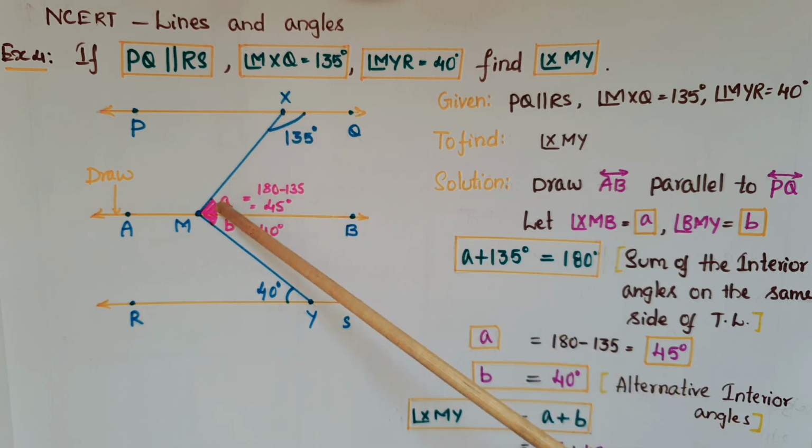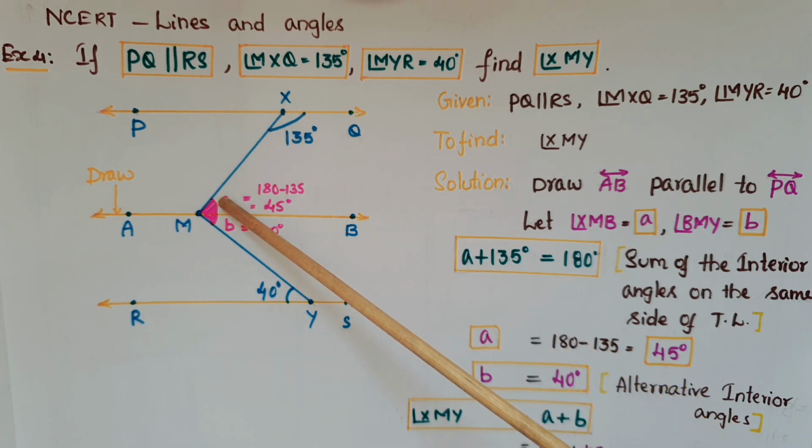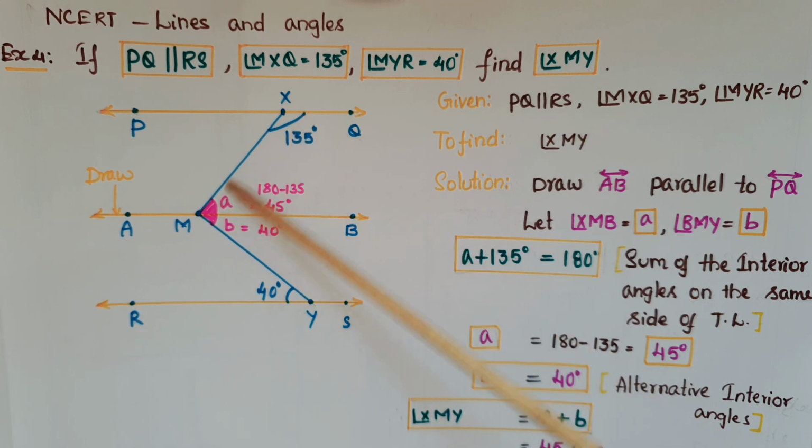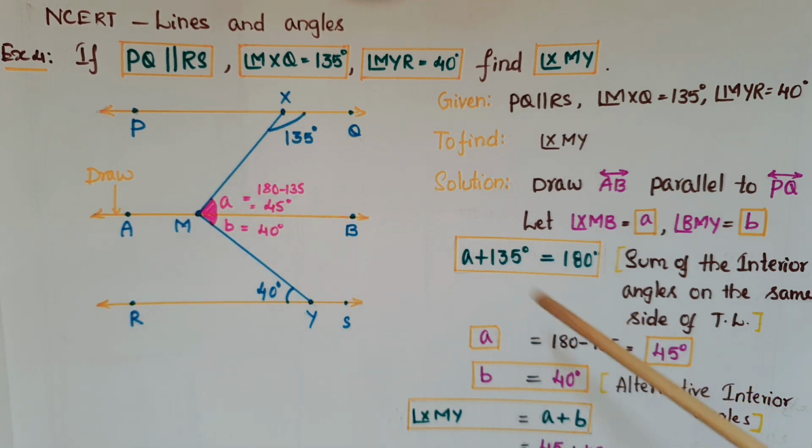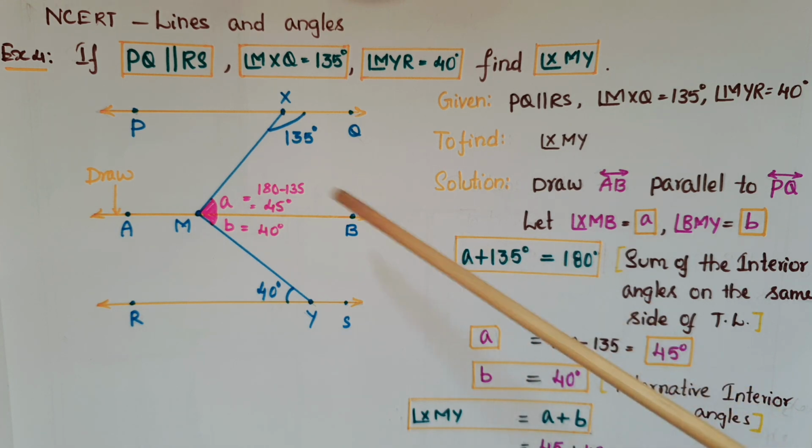So the sum of co-interior angles is 180 degrees. So these are the angles A and 135. So A plus 135 is 180 degrees. So A is equal to 180 minus 135, that is 45 degrees.